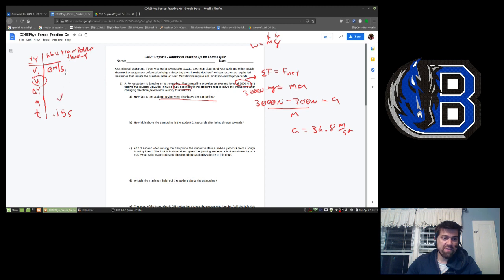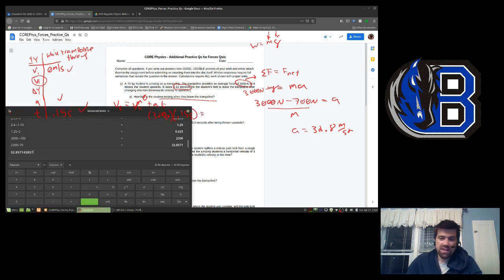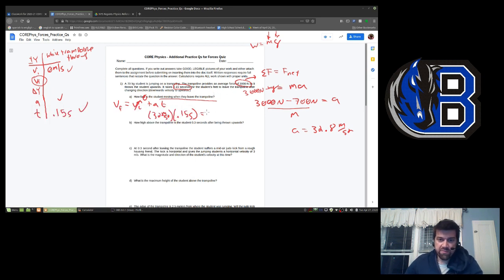So now I have my three kinematics variables, right? And I can use this guy, Vf equals Vi plus At. And that one's 0, right? And A is my 32 meters per second squared for my 0.15 seconds. My final velocity as I leave the trampoline is 4.9 meters per second upwards.